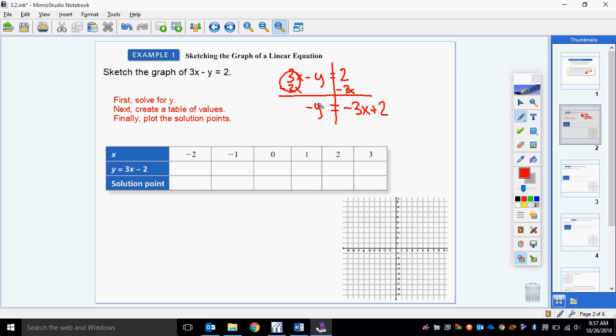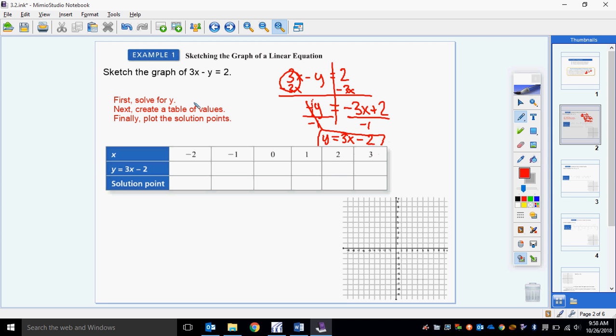One more thing to get y by itself: there is a hidden negative 1 here, and y is being multiplied by that negative 1. So I'm going to divide by a negative 1. And if I divide on that side, I need to do it by everything over here. So the negative 1s will cancel out. A negative divided by a negative will turn that into a positive 3x, and a positive divided by a negative will turn that 2 into a negative. Okay, so I've solved for y.